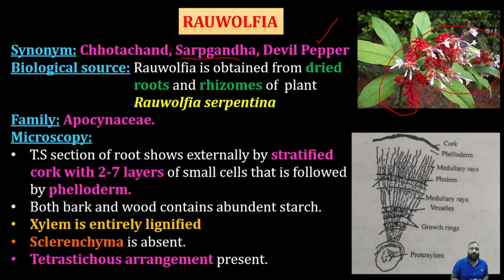But we never knew the importance of this particular plant. Okay, so coming to the source of this particular Rauwolfia, it is obtained from rhizomes and roots, especially from the subterranean organs. So I'll ask you one thing: what does it mean?